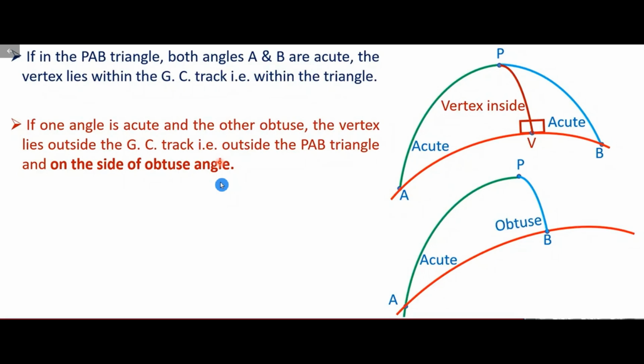Great. Now, in this case, the vertex shall not lie on the track between AB. It shall be outside the track, and the closer one shall be on this side of the great circle, that means towards the obtuse angle. So we mark a point somewhere here as the vertex. We draw its meridian through the pole. Needless to say, it will make an angle of 90 degrees with the great circle.